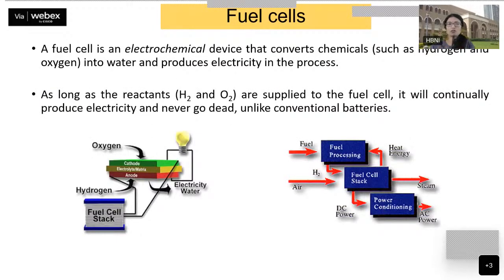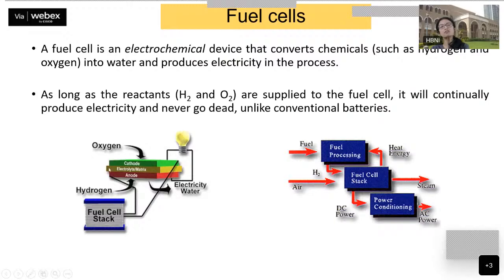A very short overview of fuel cells, because we are talking about electrochemical energy storage devices, so let's talk about fuel cells. What is a fuel cell? It is an electrochemical device which converts chemicals like hydrogen and oxygen into water, and it produces electricity in the process. What is the advantage? As long as the reactants, hydrogen and oxygen, are supplied to the fuel cell, it continuously produces electricity. They never go dead, like conventional batteries.